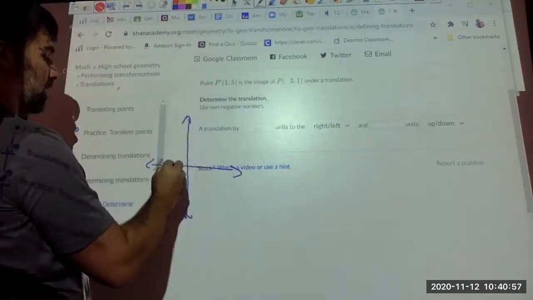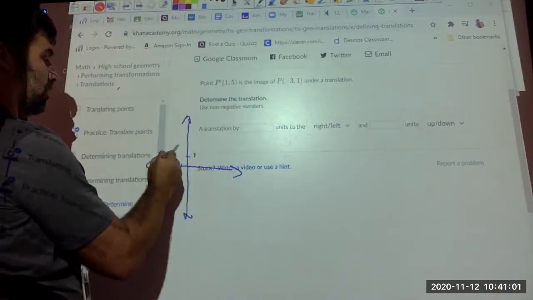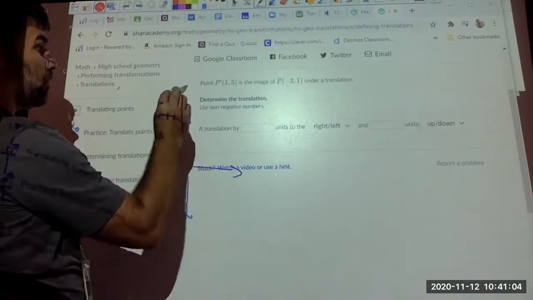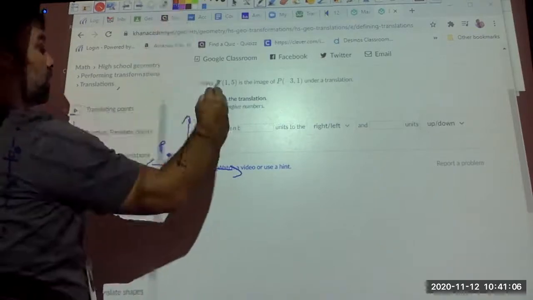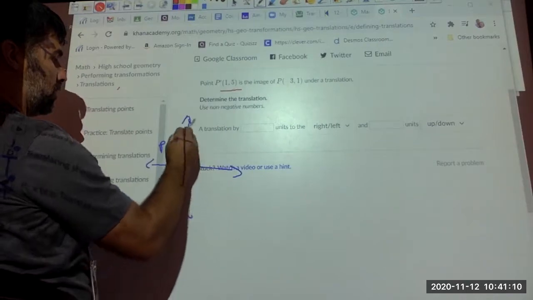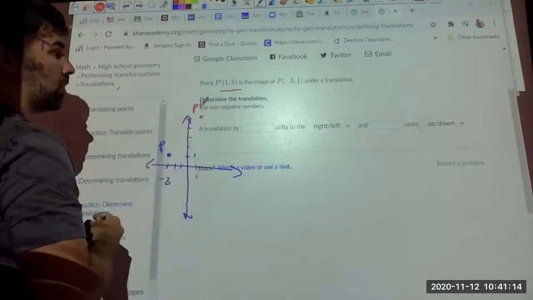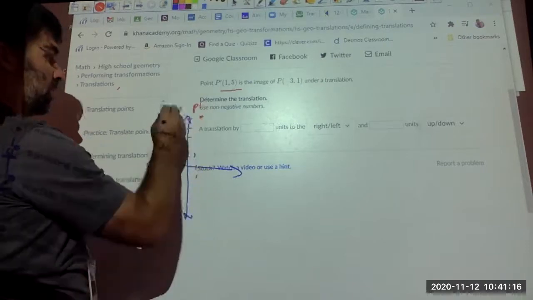So point P is -3, 1. That's right here. That's point P. P prime is 1, 5. So that's 1, 1, 2, 3, 4, 5. It's right here. So that's P prime. Going from P to P prime, I'm going up and to the right.